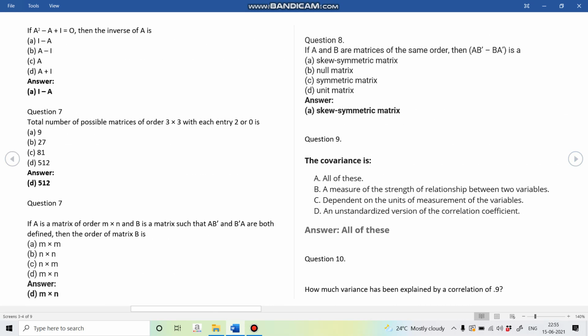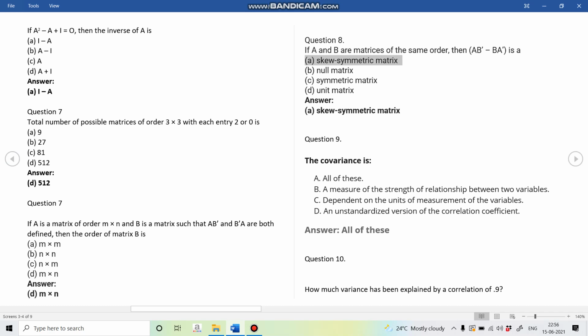Question number 7. If A is a matrix of order m by n and B is a matrix such that AB transpose and B transpose A are both defined, then the order of matrix B is m by n. M is row and n is column. Then question number 8. If A and B are matrices of the same order, then AB dash minus BA dash is a skew symmetric matrix. The answer is skew symmetric matrix.